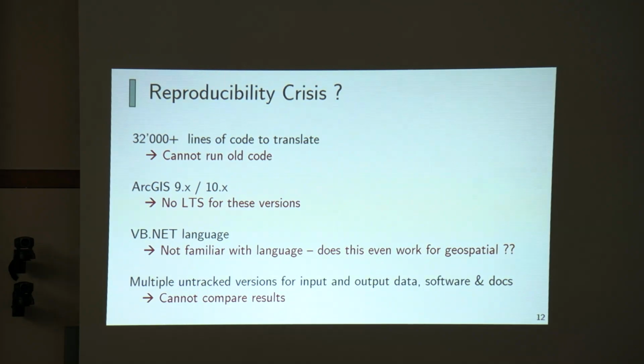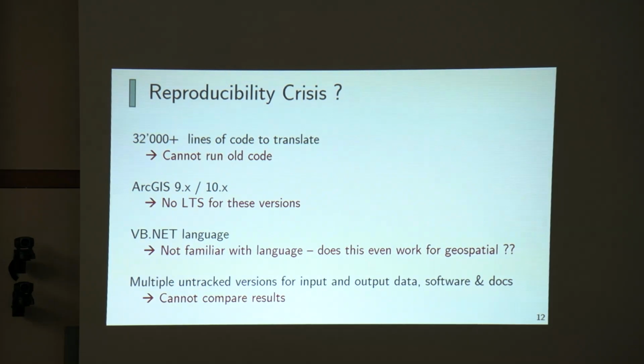When I received the code firsthand, it was a PDF with like 200 pages or something like that, 32,000 lines of code, not organized. We could not run it because it was developed using ArcGIS 9 up to 10.2 versions, which are no longer supported. Moreover, it was developed in Visual Basic for .NET, which before I started I didn't even know existed. And I'm not sure this is the best for geospatial.